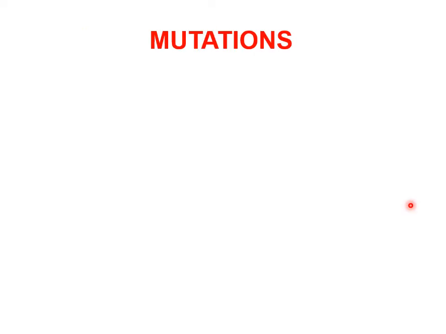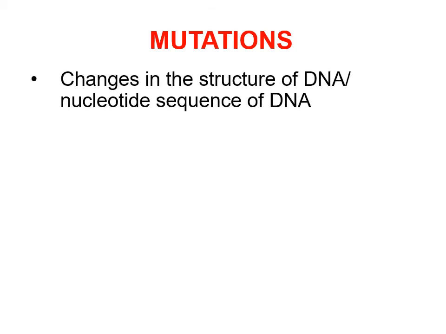Let us define first what is mutations. Mutations result from changes in the structure of the DNA. Or one more way of defining mutation is that they are the changes in the nucleotide sequence of the DNA. Now the changes in the DNA structure can be a small change or it could be a large change. A small change could be a single base change, that is a single nucleotide sequence change in the DNA structure, or it could be as large as DNA strand breaks, DNA cross-linking with proteins, etc.